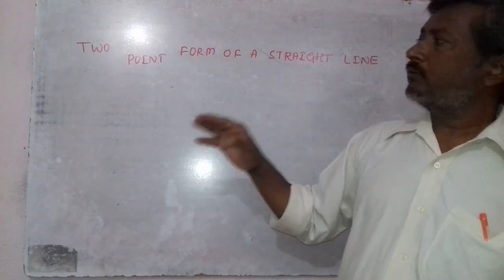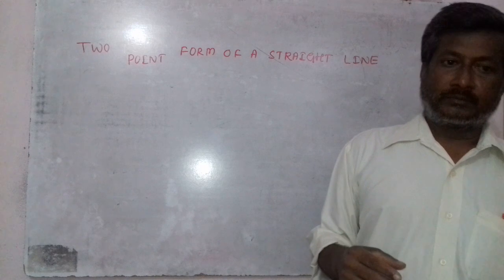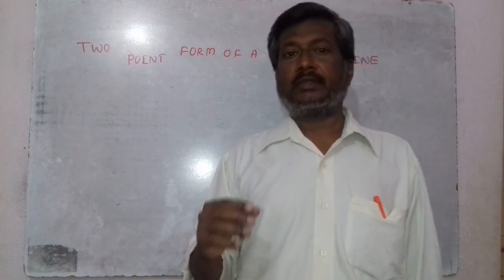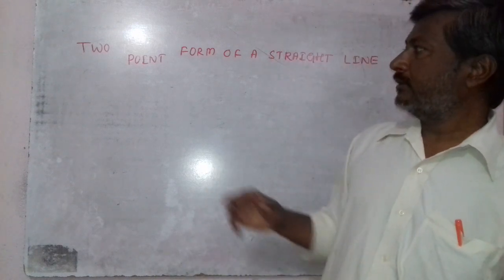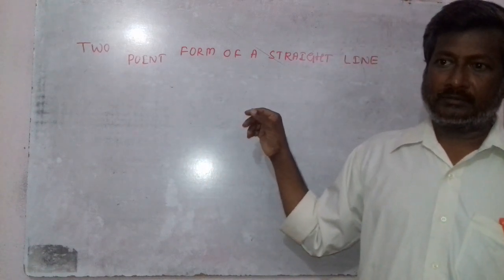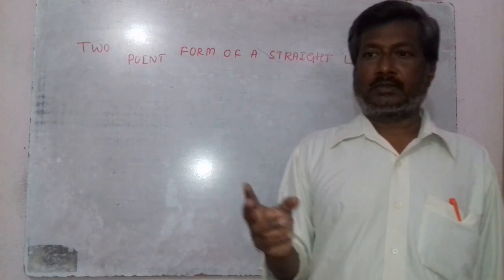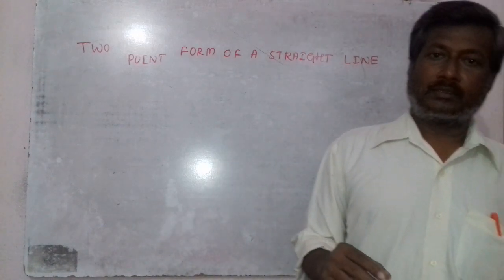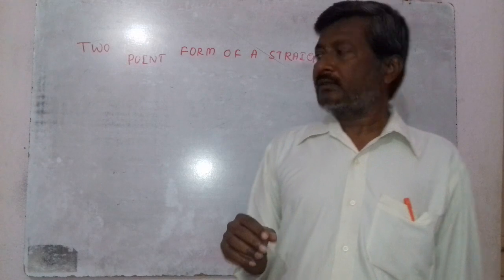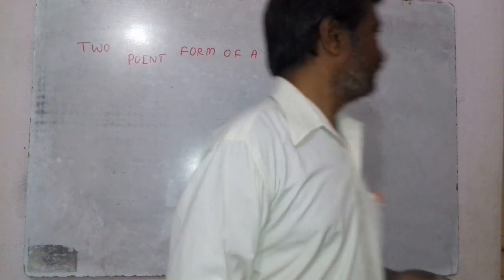So in this module, we are going to study the different forms of the straight line. The first one is the 2-point form of a straight line. Here, if 2 points are given, then we find the equation of the straight line. So when the 2 points are given, observe this one.